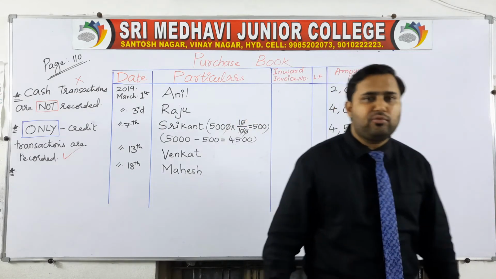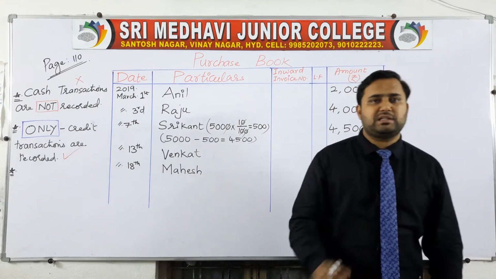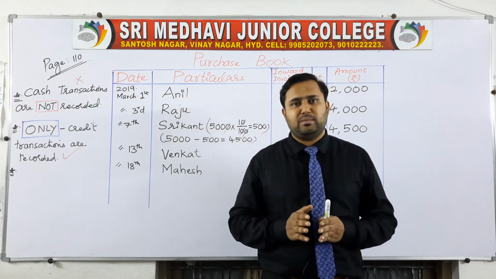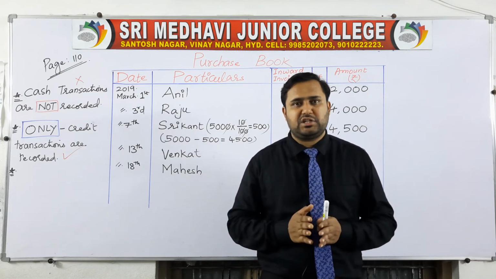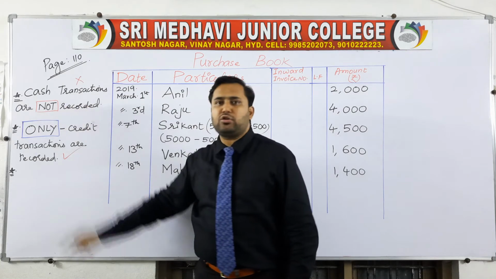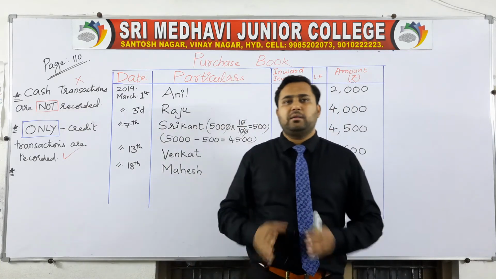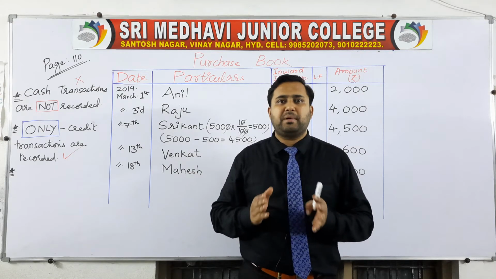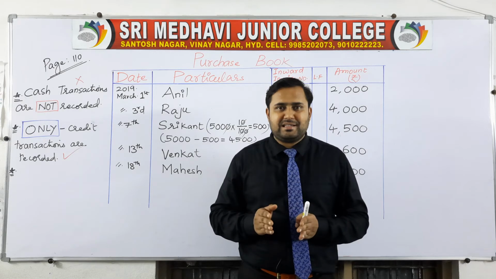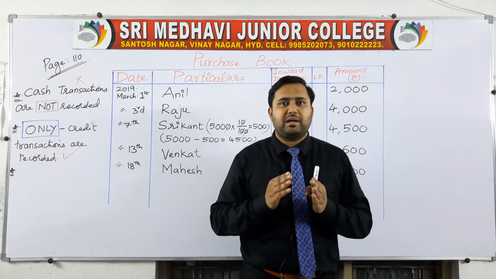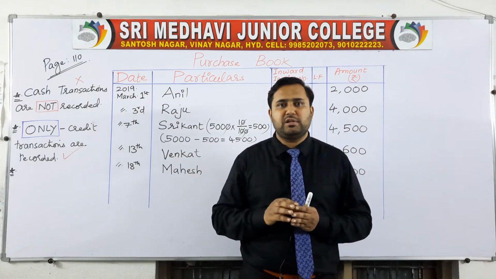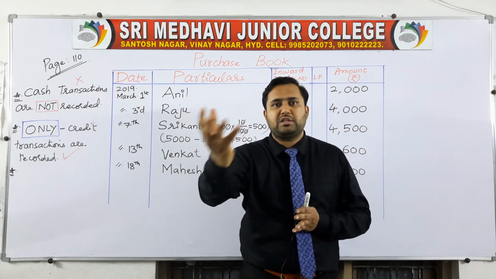Here on date 24th, it has given only purchases, nothing else is mentioned, which means it is purchased on cash. If it is purchased on cash, cash transactions are not recorded here. So, what are we preparing here? We are preparing the purchase book, and only credit transactions are going to be recorded. So, that transaction on date 24, purchases 3,000 rupees, is a cash transaction. You paid 3,000 rupees and purchased some goods.